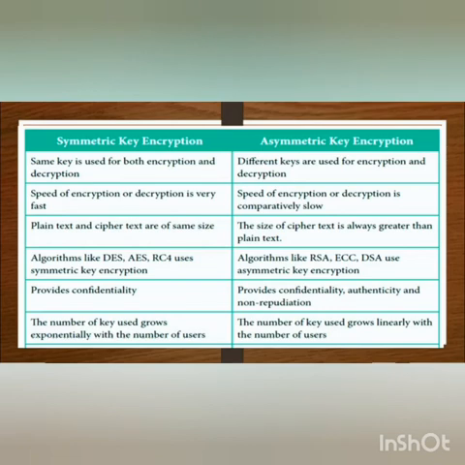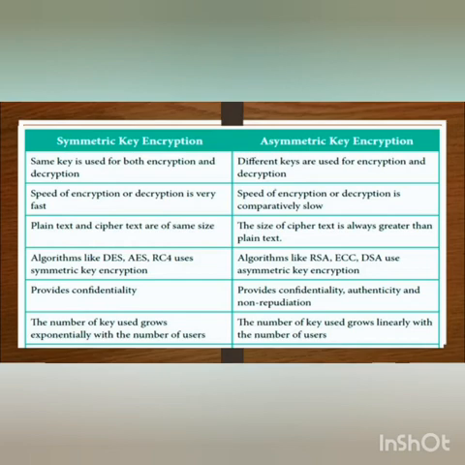Now, let us move on to differentiation between symmetric and asymmetric key encryption. The first difference is the key used for encryption and decryption. In symmetric key encryption, we will use a single key for both encryption and decryption. But in asymmetric encryption, we will use different keys. One is private key and another one is public key. So, different keys are used for encryption and decryption.